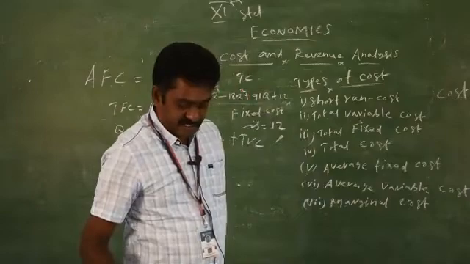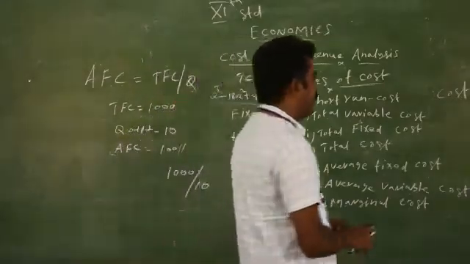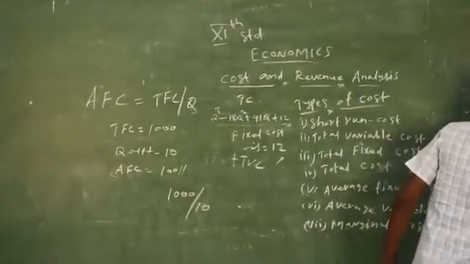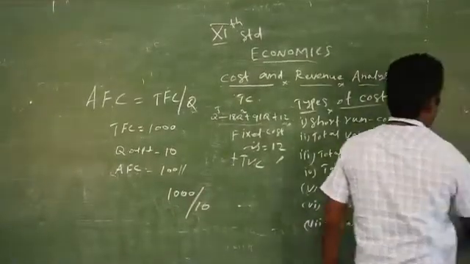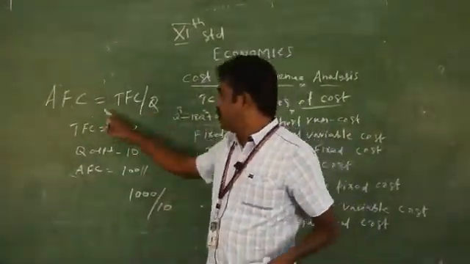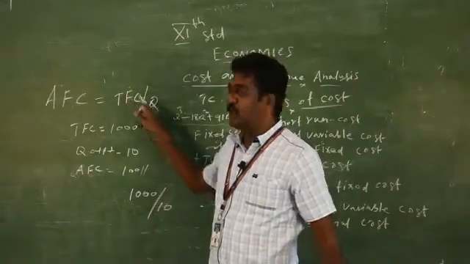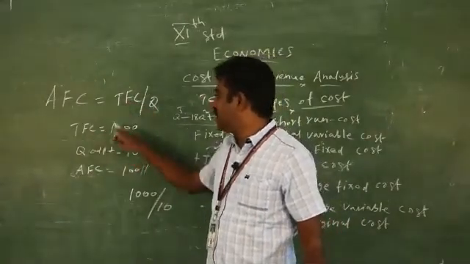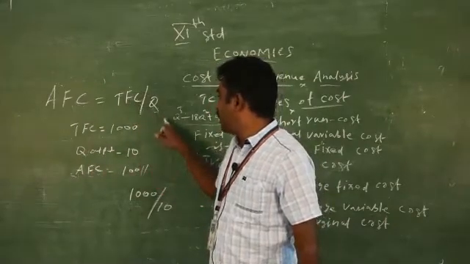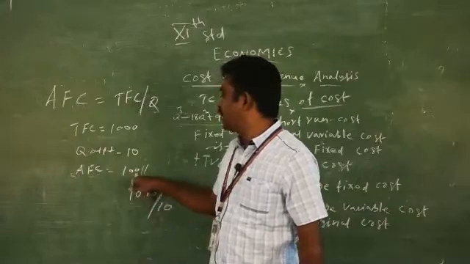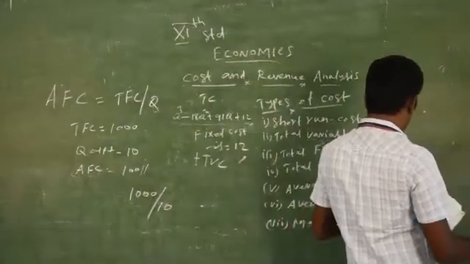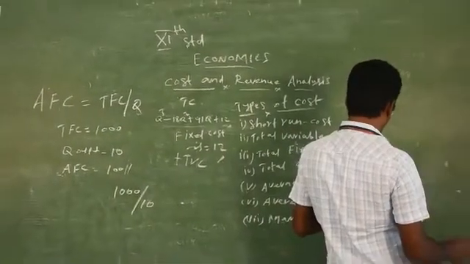And for the average fixed cost there is a table. How can we calculate it? I told you, average fixed cost is equal to TFC by Q, total fixed cost by Q. So total fixed cost is 1000, quantity of output is 10. So TFC divided by Q, 1000 by 10, we get the average fixed cost. So it is via the diagram, the average fixed cost diagram and table.